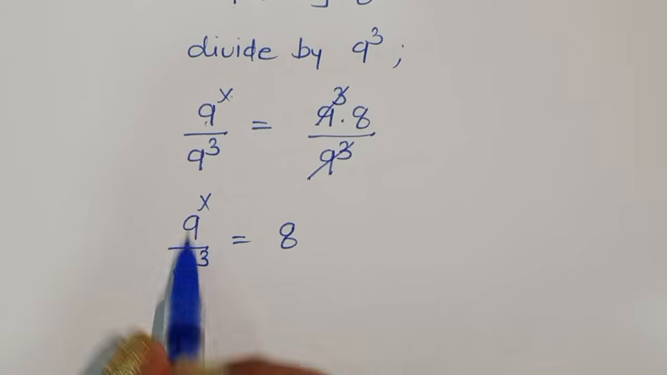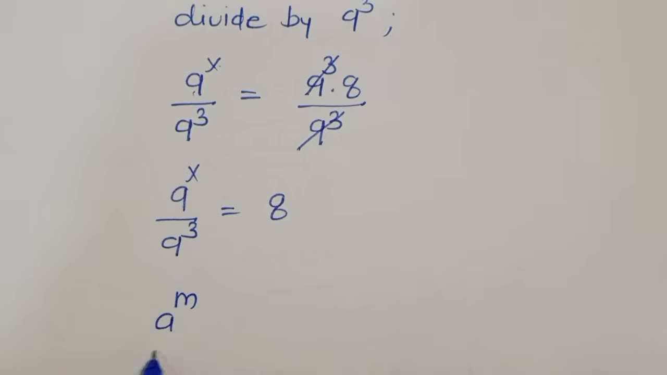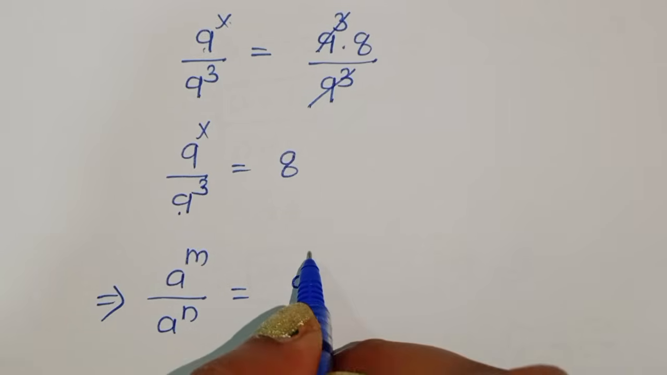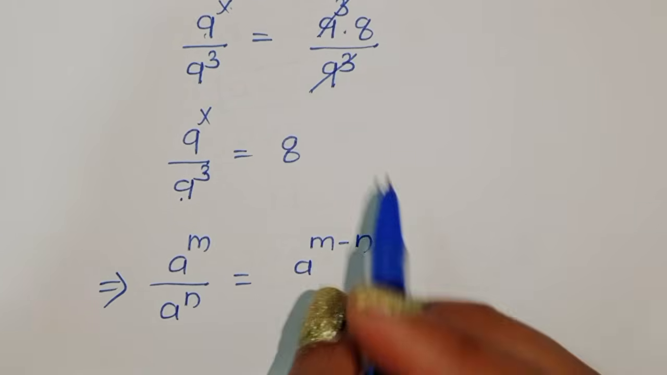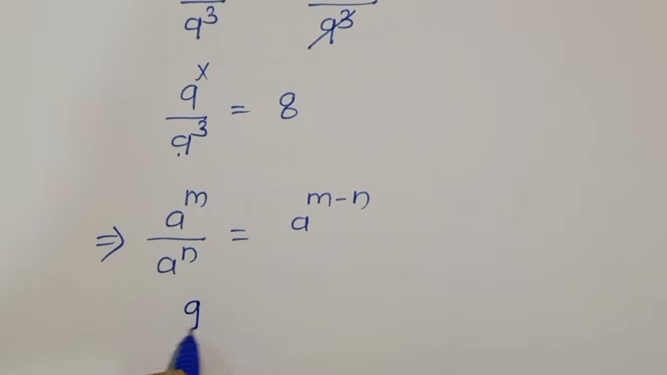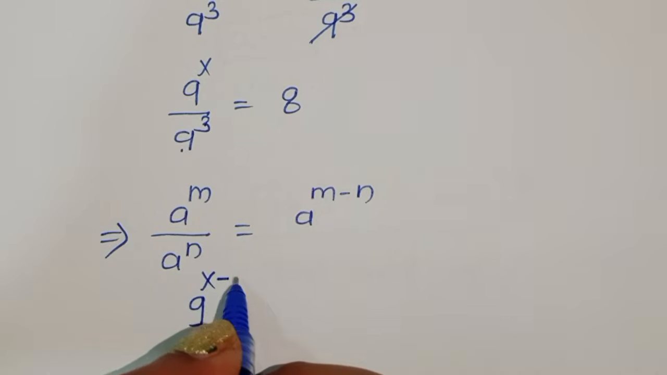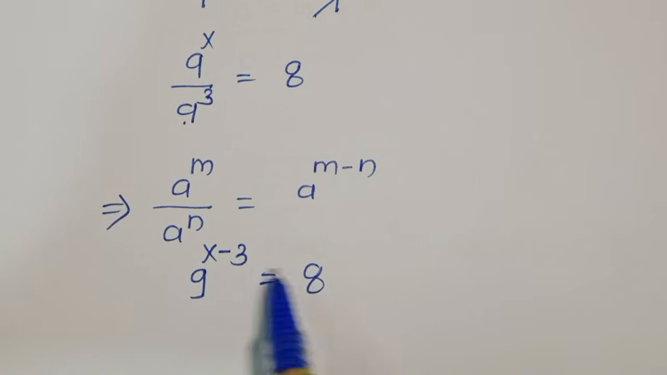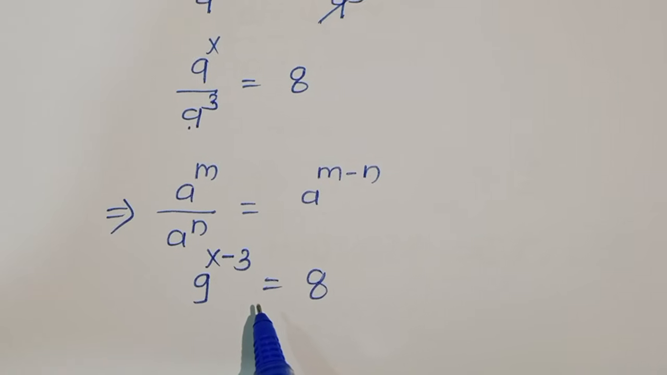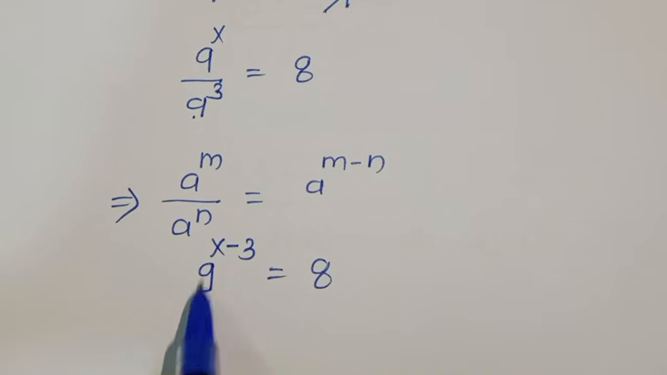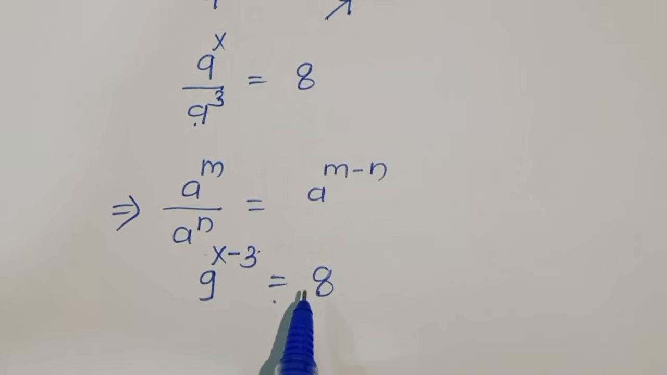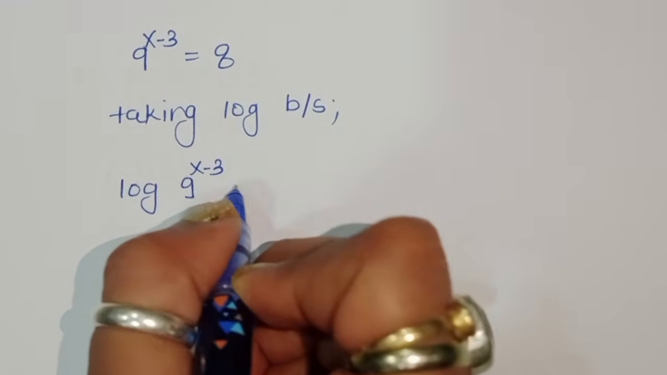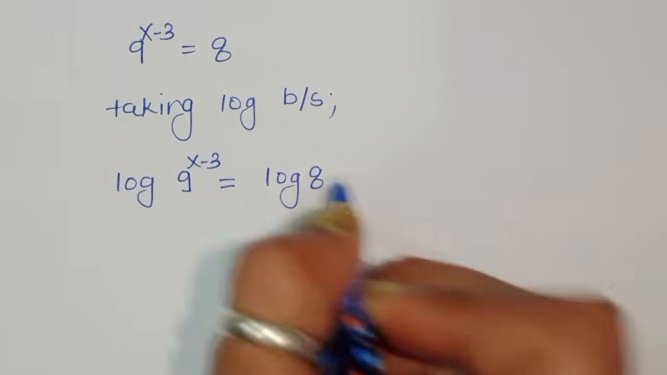Now again we have to use one formula: if a power m divided by a power n is given, the value will be a power m minus n. Using this formula we can write 9 power x minus 3 is equal to 8. Now we have to solve this one. So we are taking log here. It will become log of 9 power x minus 3 is equal to log of 8, right?